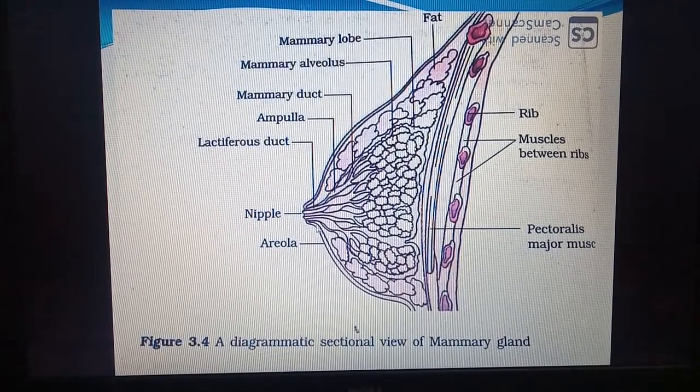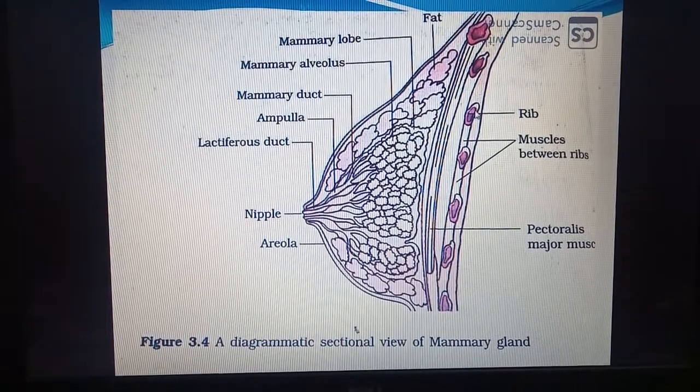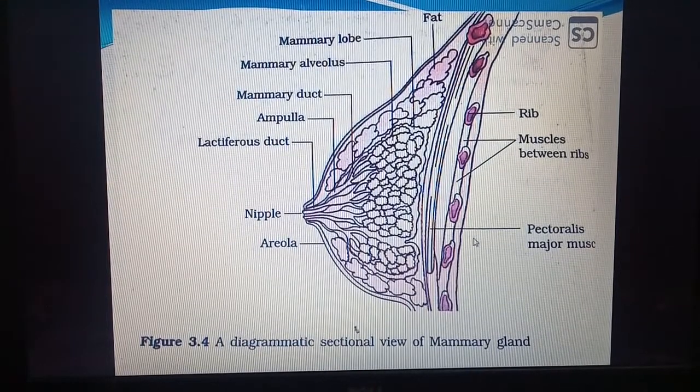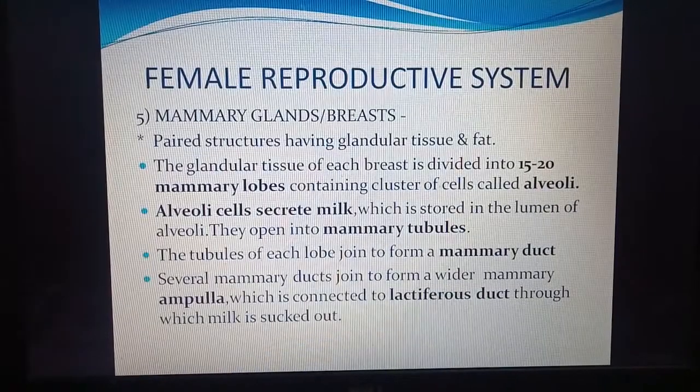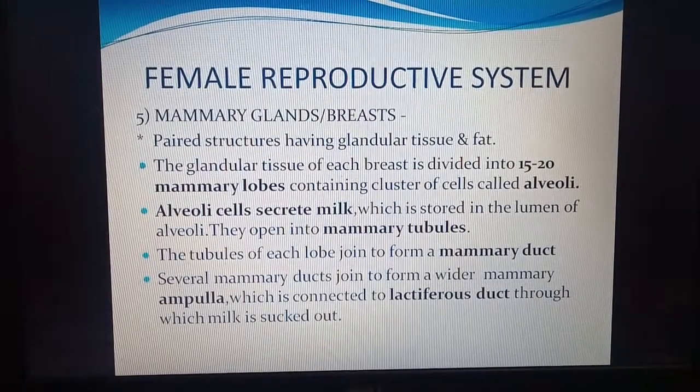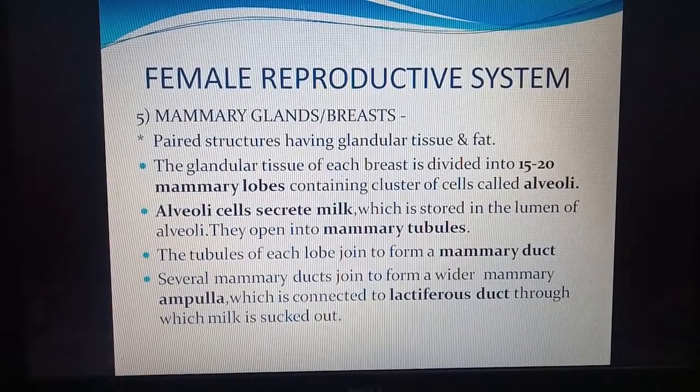The part which is in the front is called the areola, and the milk glands are found in the thoracic region, or chest region. We can see the ribs, muscles between the ribs, and the pectoralis major muscle. The mammary glands, or breasts as they are called, are paired structures having glandular tissue and fat. So they have glands as well as fat.